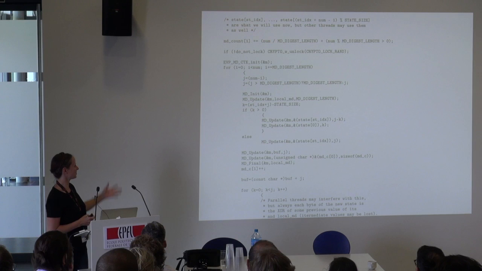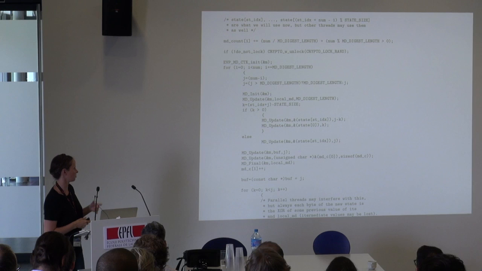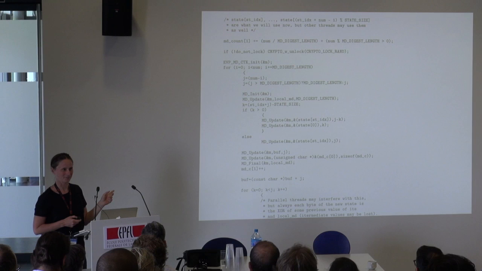Okay, I just want to bring your attention to all these MD update things. It's doing something with SHA, updating the state of the hash. Okay, one of these lines is much more important than the others. Do you know which one it is? What was it, the else there?